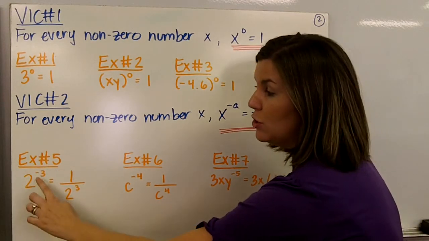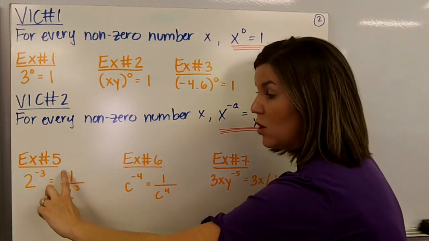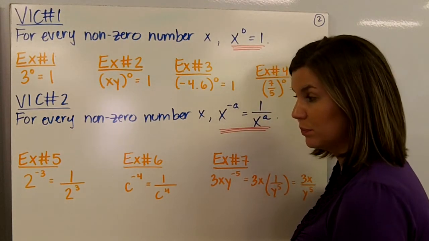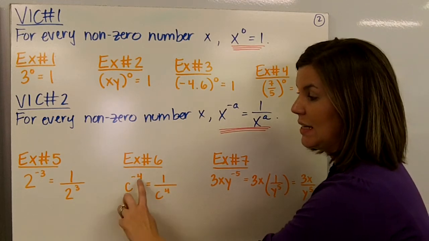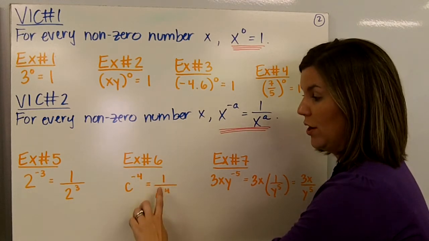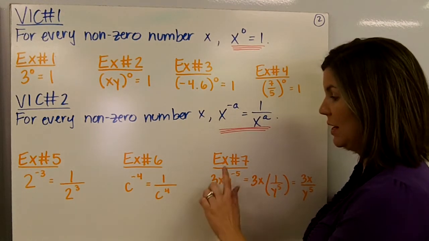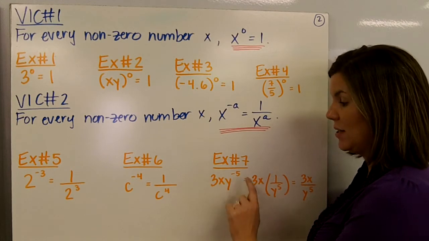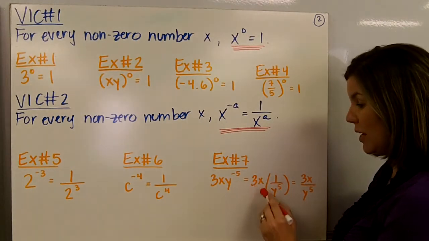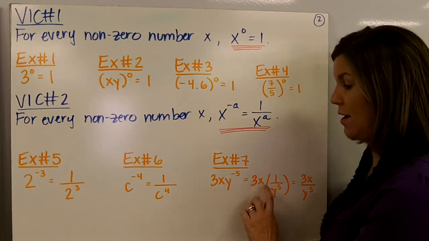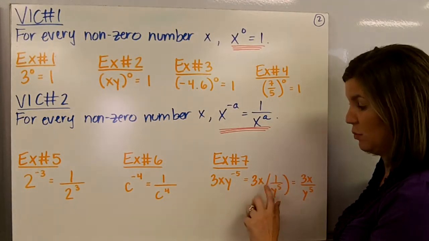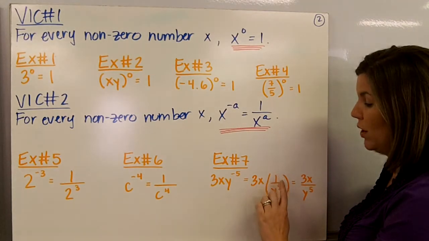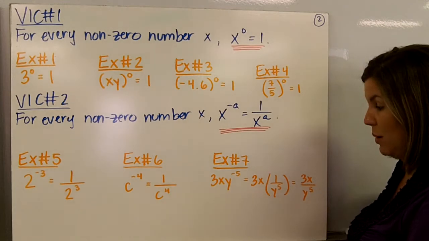Example number 5, 2 to the negative third power, which is 1 divided by 2 to the positive third power. Example number 6, c to the negative fourth power becomes 1 over c to the positive fourth power. Example number 7, 3x times y to the negative fifth power. So we have 3x, and this doesn't have a negative exponent, so we leave it alone. y to the negative fifth power becomes 1 over y to the positive fifth power.